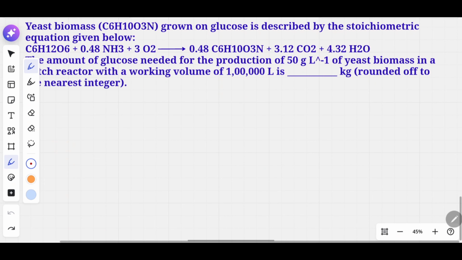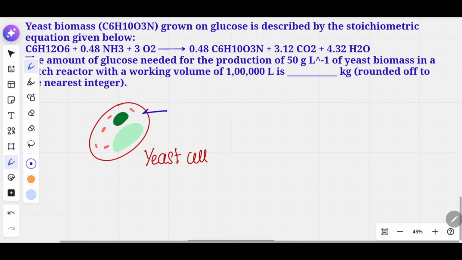In today's session, we are going to look at a typical bioprocess engineering problem. Have you ever wondered how much sugar it takes to grow a massive batch of yeast? Today, we are solving a classic bioprocess engineering problem which involves the yeast cell.